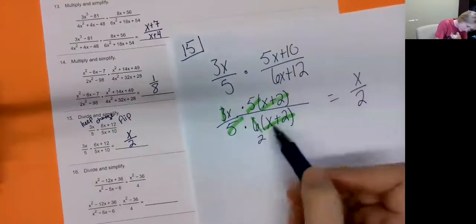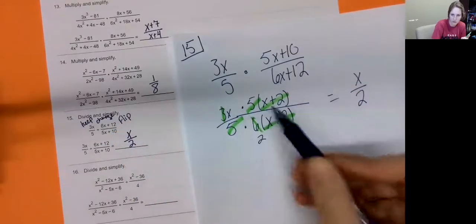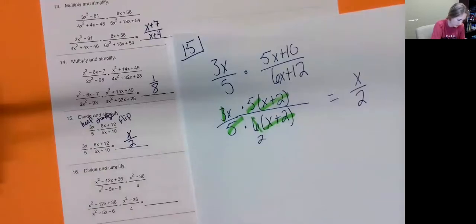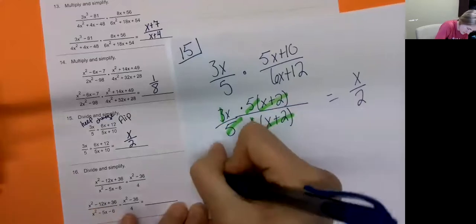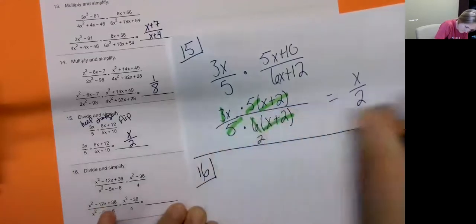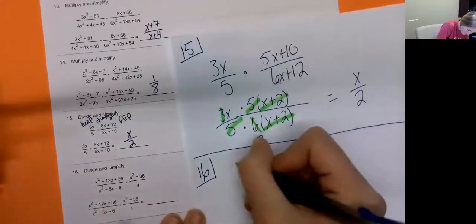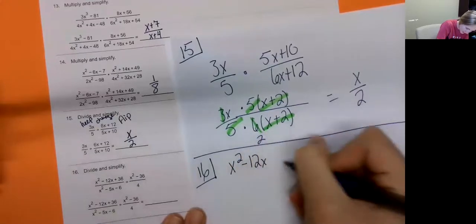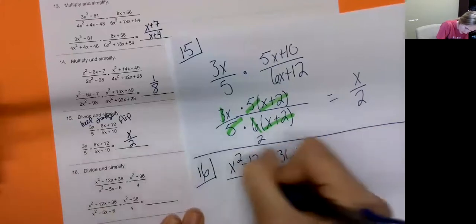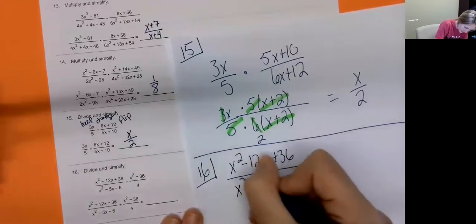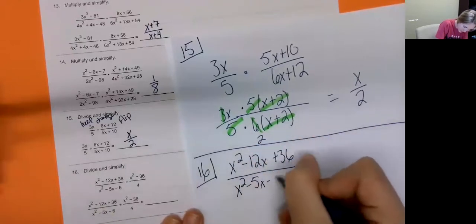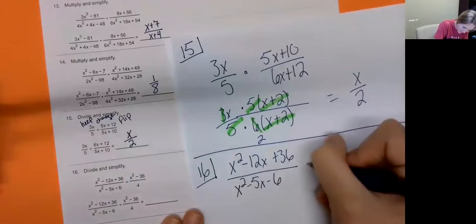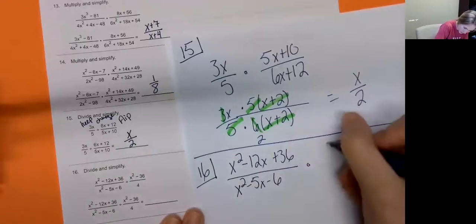Because 3 goes into 3 one time and 3 goes into 6 2 times. I didn't make that clear. Number 16. So I'm going to keep, change, flip. So x squared subtract 12x plus 36 over x squared subtract 5x subtract 6. Those division, we're going to change, and then we're going to flip.